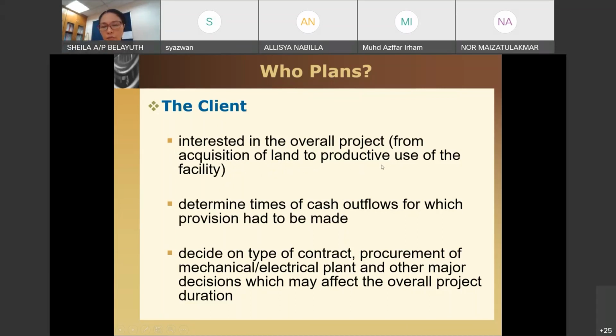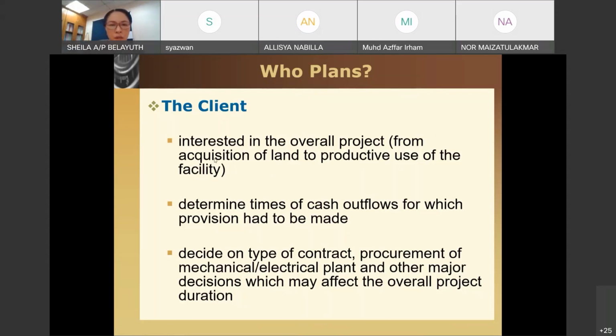Until the very end of it, productive use of the facility. If the client actually uses it, for example, MRT, the MRT would be interested from the acquisition of land across different areas until the facility is being used. They will be running the facility. So for this kind of client, it is the entire life cycle of the project.